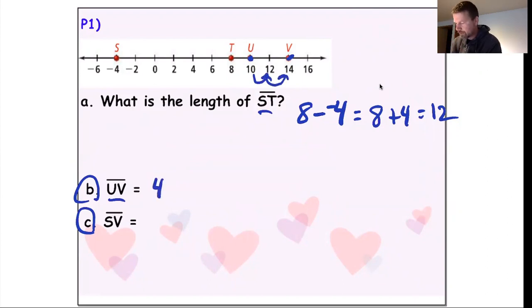SV, that would be starting from S and going all the way to V. I don't want to count there. That's a lot of counting. So I'm going to do that subtraction trick. I'm going to start with the value at V, which is 14.